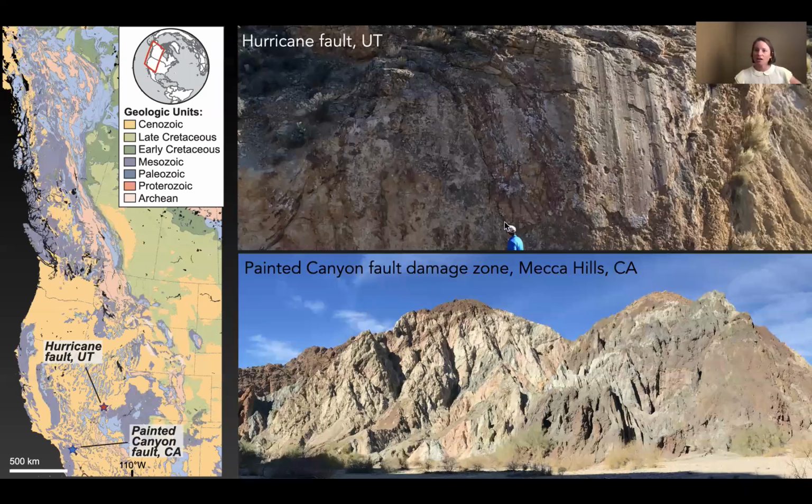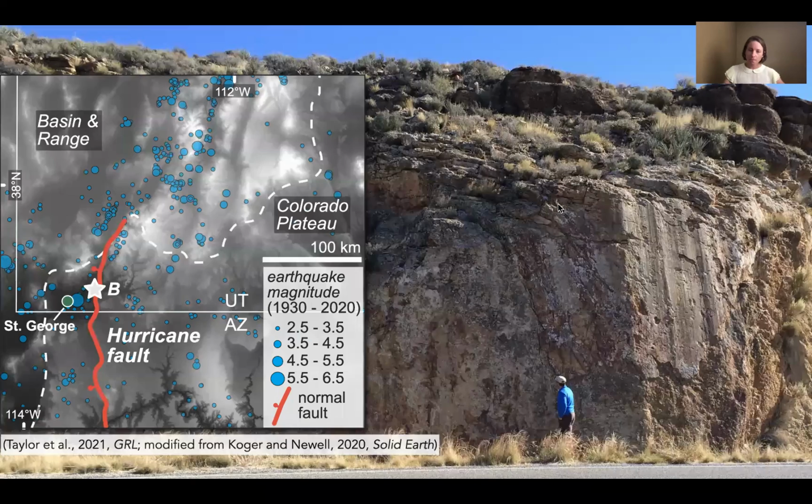In today's talk, I want to focus on new data from 2 fault zones: the Hurricane Fault in Utah, which is located along the eastern margin of the Basin and Range province, and the Painted Canyon Fault Damage Zone in Mecca Hills, California. The Hurricane Fault is a segmented seismogenic normal fault that is part of the Intermountain Seismic Belt and is capable of magnitude 7 earthquakes.